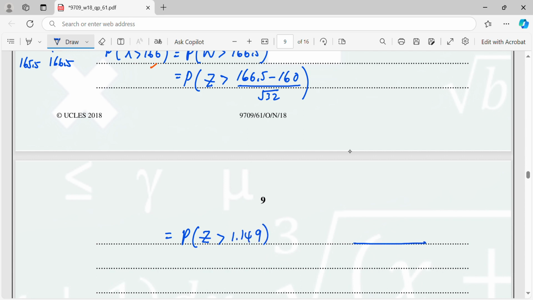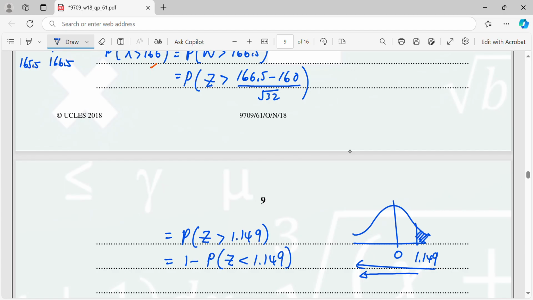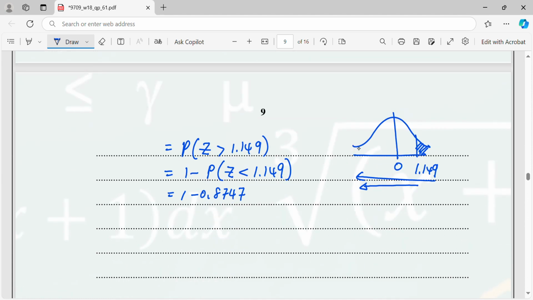And now I sketch a graph. So here is 0, this is 1.149. Greater than means the region out on the right side. So this probability is going to be 1 minus the region less than that. So this is going to be 1 minus P(Z less than 1.149), and that you can get from the table. That is going to be 0.8747, and now here I will be getting the value of 0.1253, and at three significant figures, that is 0.125.